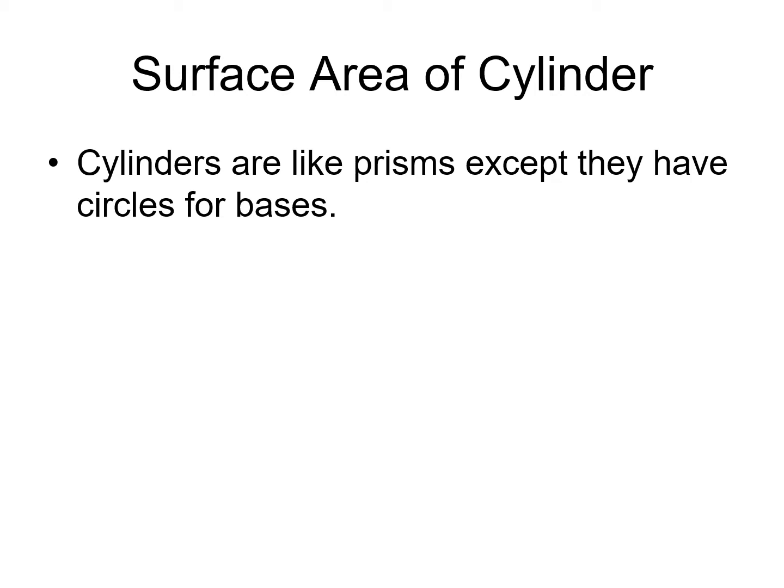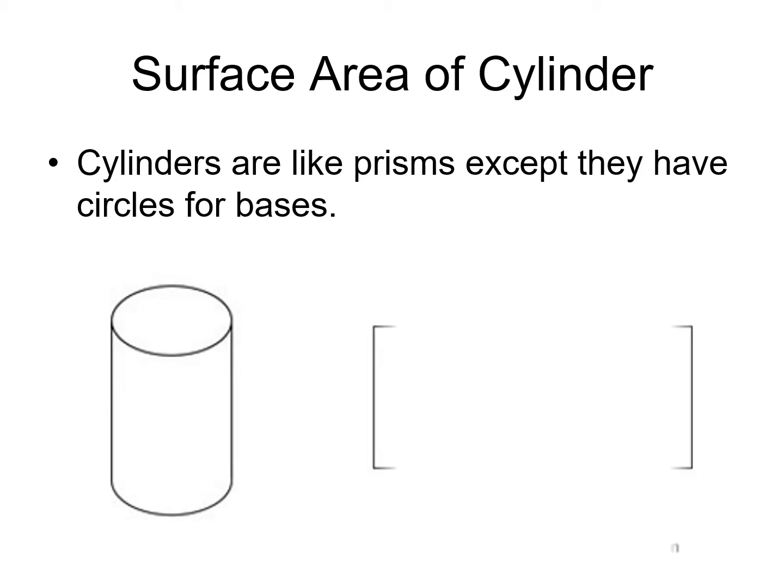What is the definition of a cylinder? Cylinders are like prisms, like we worked on, except they have circles for bases. So instead of having a rectangular base or a triangular base or a pentagonal base, they're going to have circular bases. So they're kind of like their own species, okay? When we look at this, it's like I said, like a can of corn or a pop can. So they're circular bases.